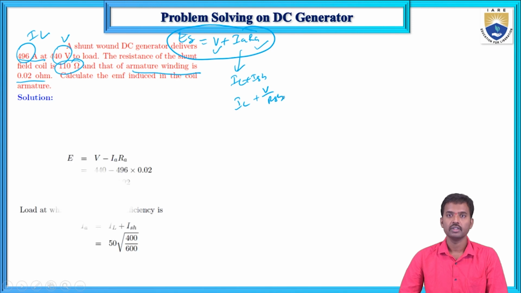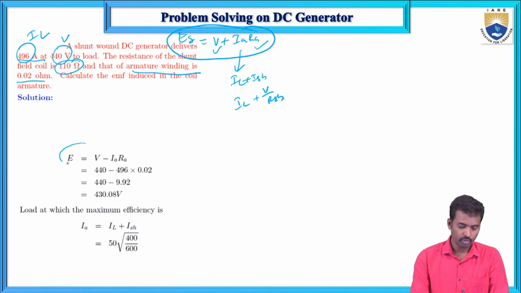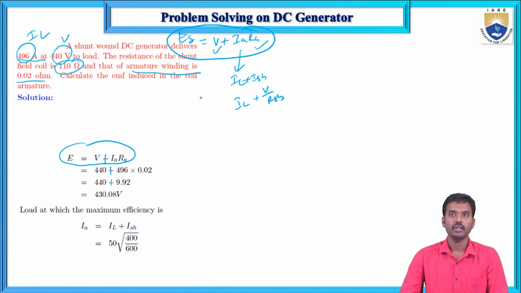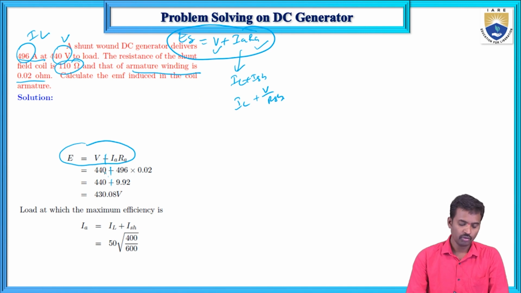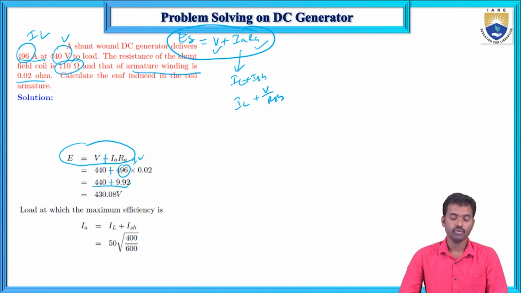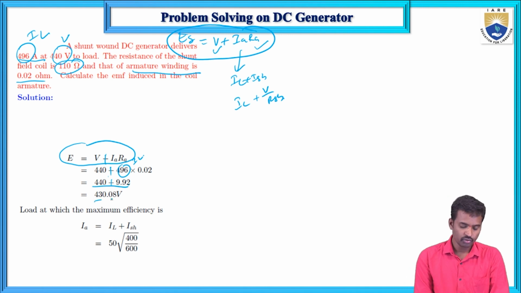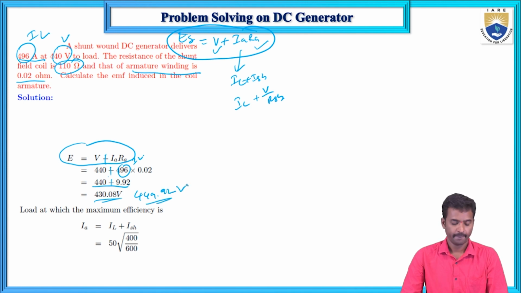Now see the same formula here. This one is plus. EG equals V plus IA RA, so 440 volts plus 496 into 0.02, and this one is 440 plus 9.92. This value is 449.92 volts. After that, the load current at which maximum efficiency. This is okay.